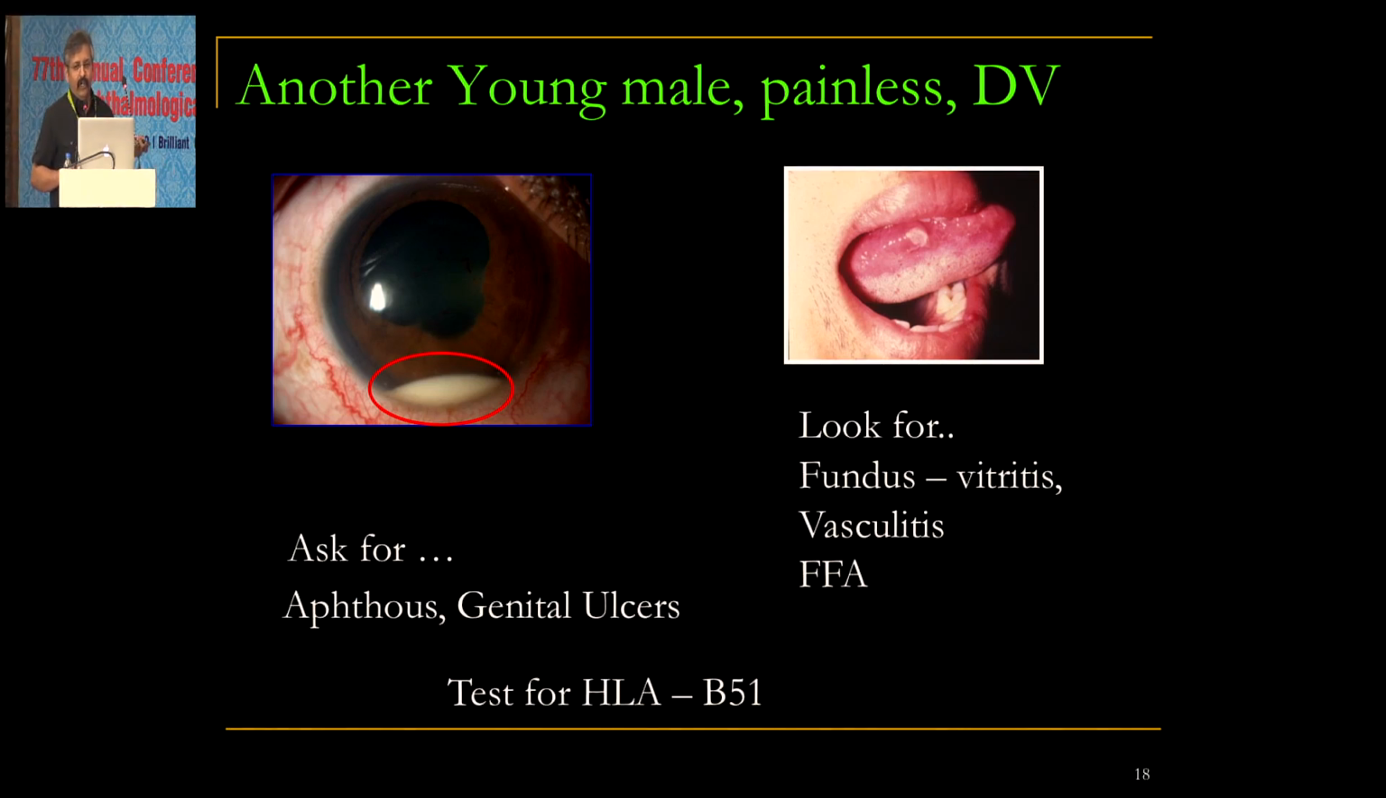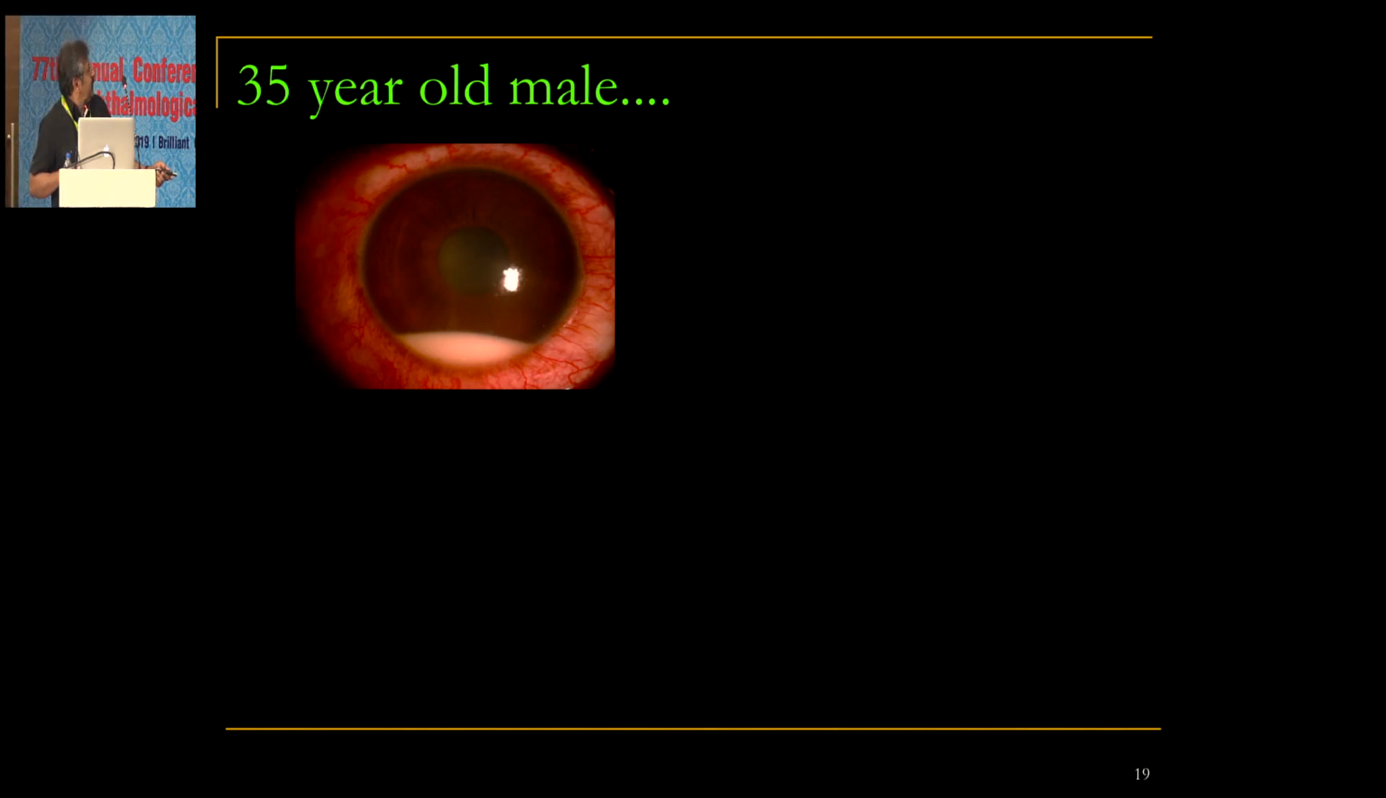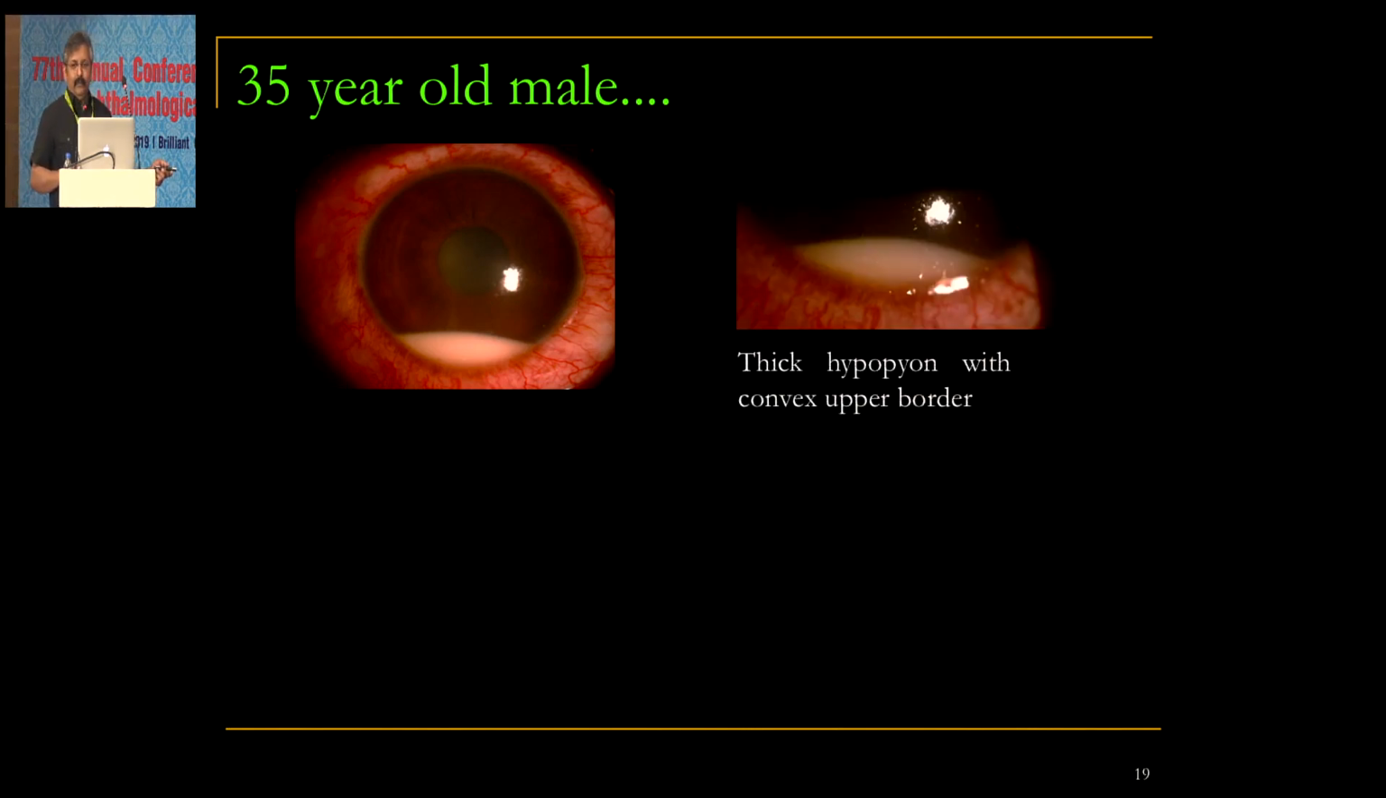So which disease are we talking about? Okay. So tell again. But this has a thick hypopyon with convex upper border. So you look at the hypopyon also. So what kind of hypopyon is more important? The moment you see hypopyon doesn't mean that you'll ask for oral and genital ulcers, because this is a uveitis specialist talking. So it has to be uveitis.